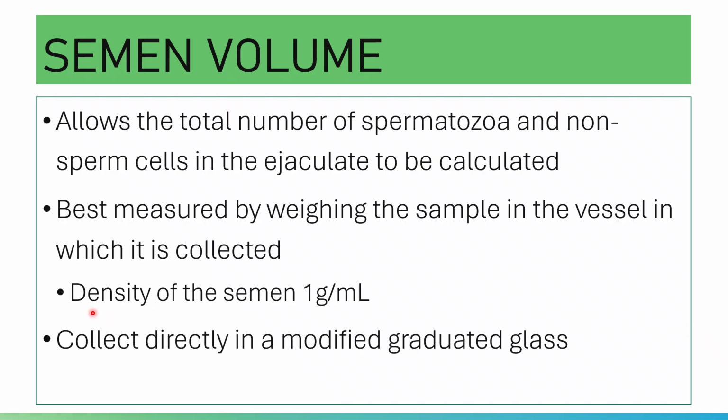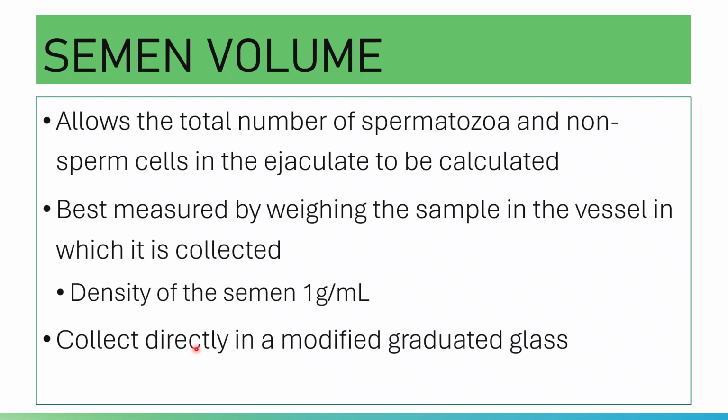Assuming that the density of the semen is 1 gram per ml, you calculate the volume from the sample weight.